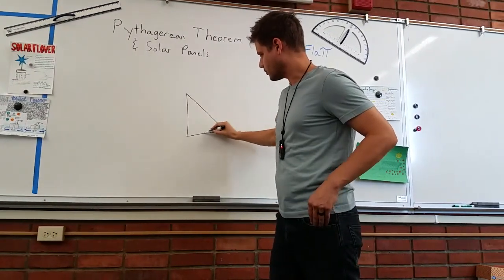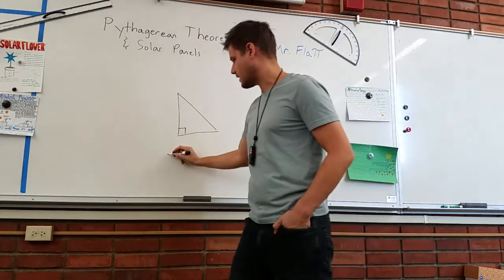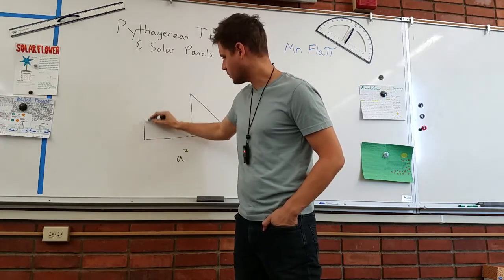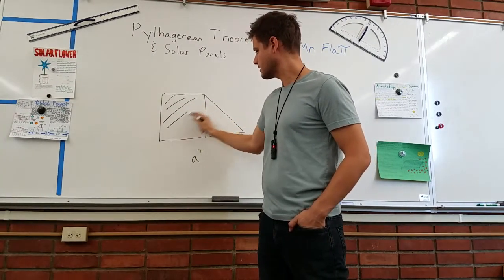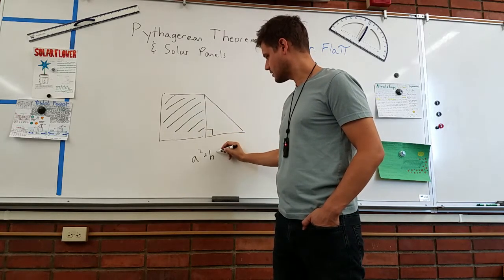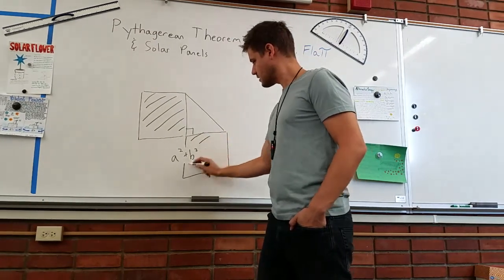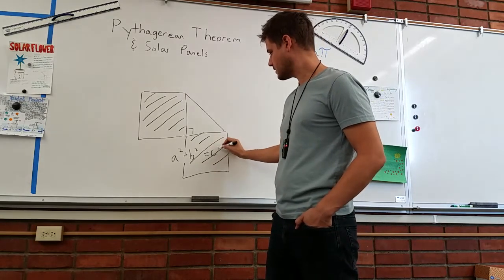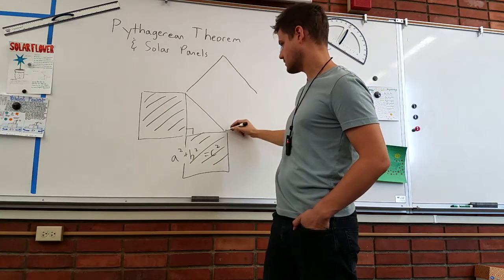If you've got a right triangle, that equation is actually saying that this side's squared. So let's draw a square. Let's draw a box. Okay, so this area right here, this side's squared, plus this side squared. All right, well that's got to equal this whole side squared. So let's draw a box here.